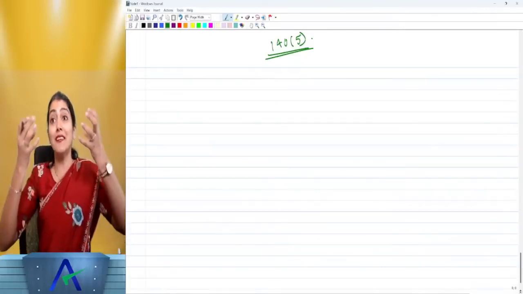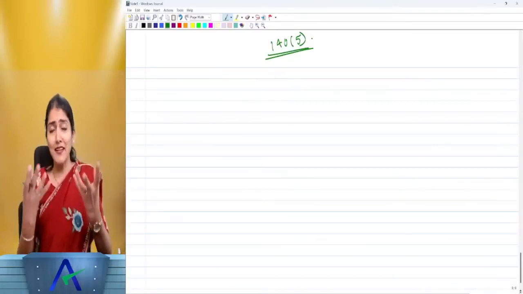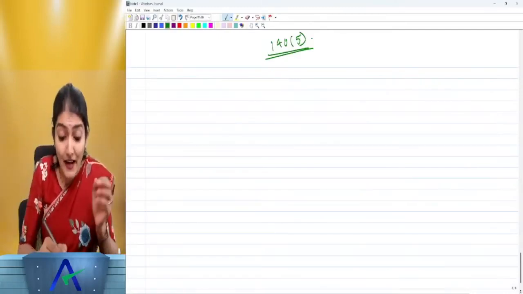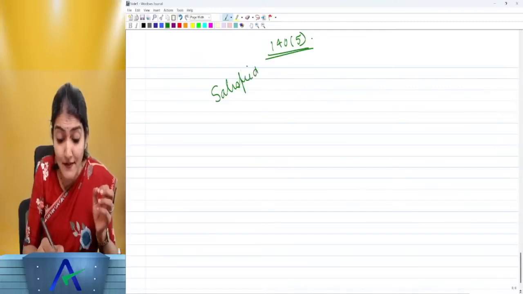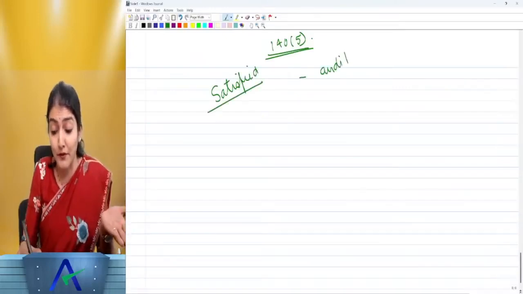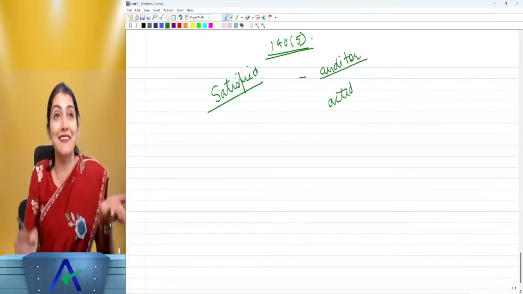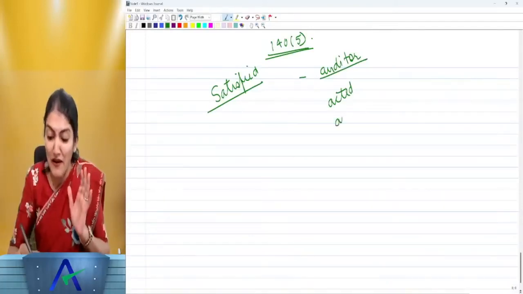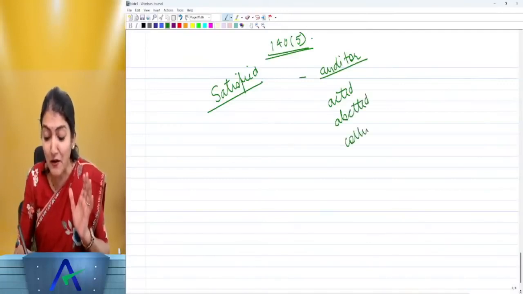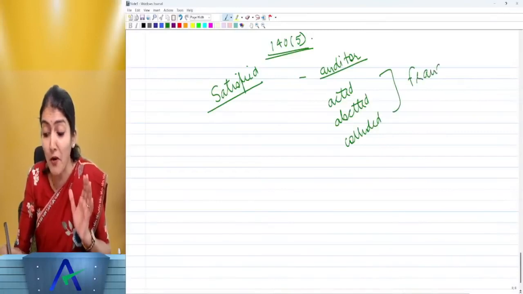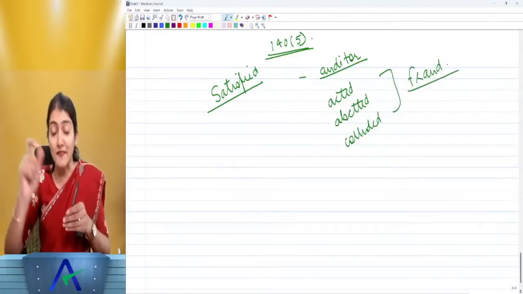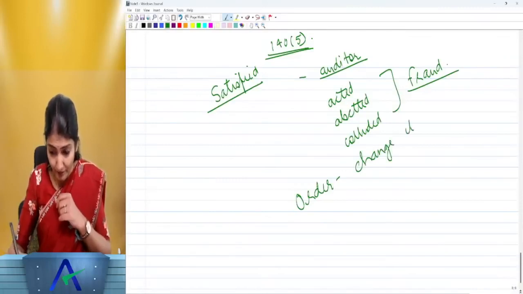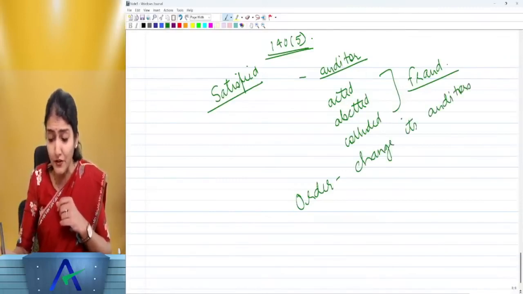What does it say? The tribunal either suo moto on its own or based on an application received from CG or any person concerned. The tribunal is satisfied. What is the tribunal satisfied about? That the auditor of the company has acted in a fraudulent manner or has abetted or colluded, assisted or participated in any fraud by or in relation to the company or its directors or officers. The tribunal may by order direct the company to change its auditors.